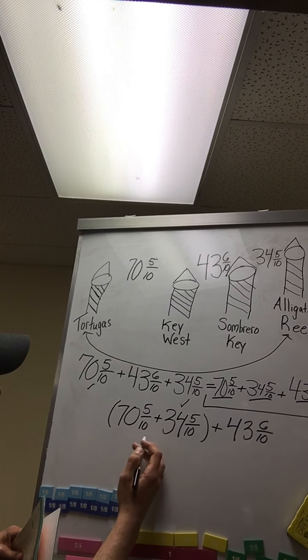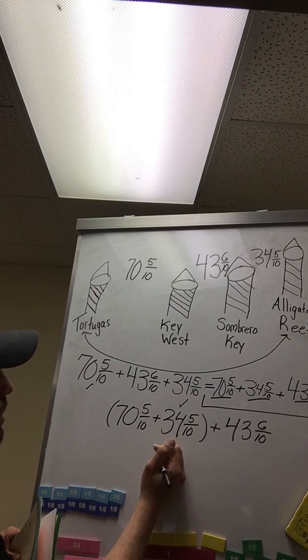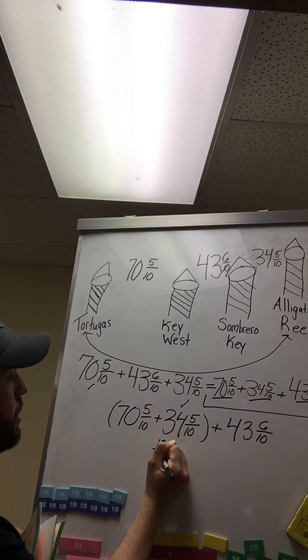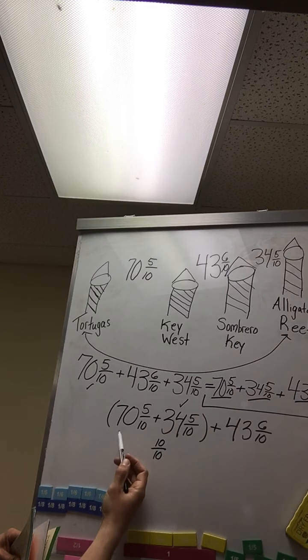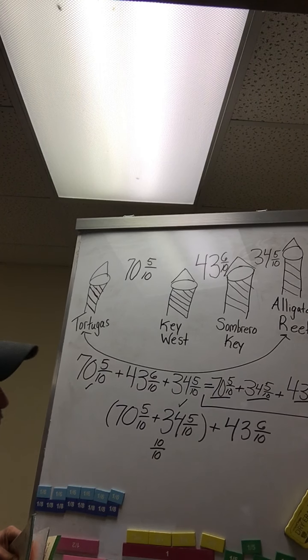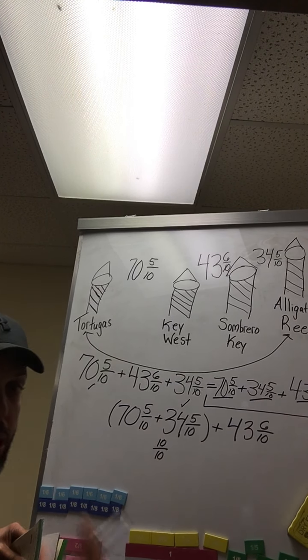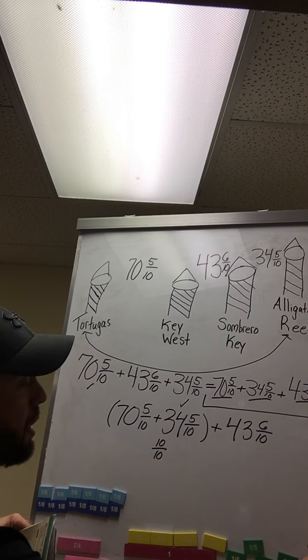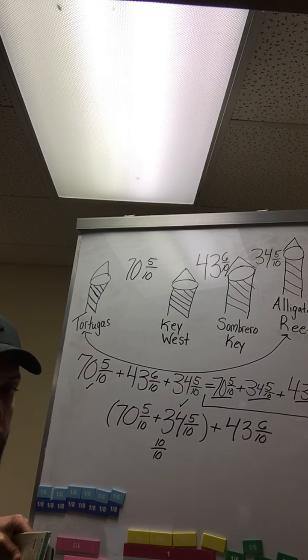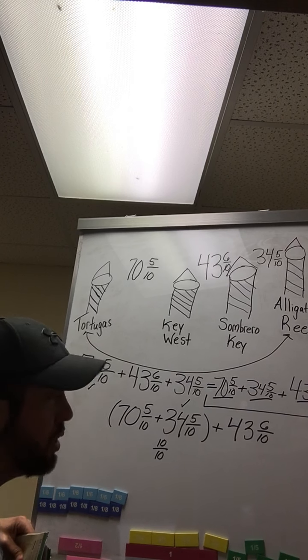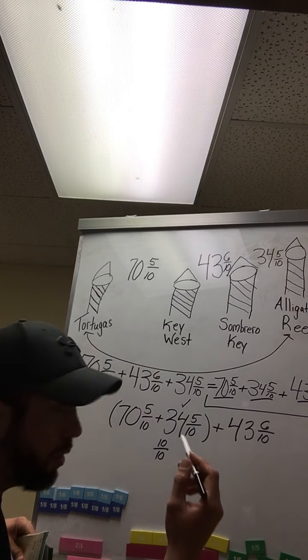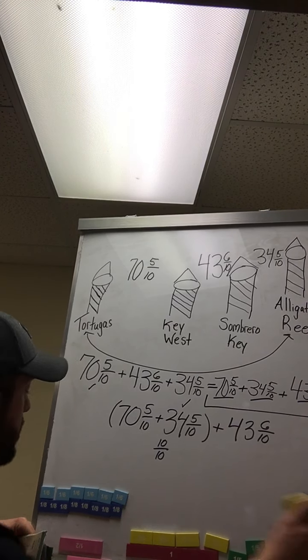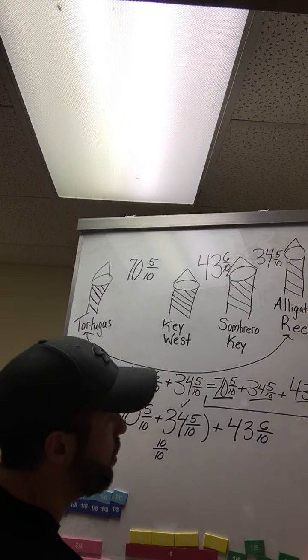So 5/10 plus 5/10 is 10/10. And now I have to do 70 plus 34. Now, you might be able to do that in your head. I don't recommend it though, especially for 2-digit numbers that both don't end in 0. I would rewrite it vertically. So you can do that on a piece of scrap paper. All right, I'm going to do it over here.